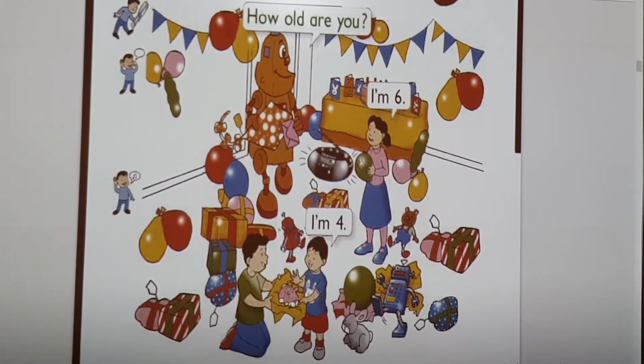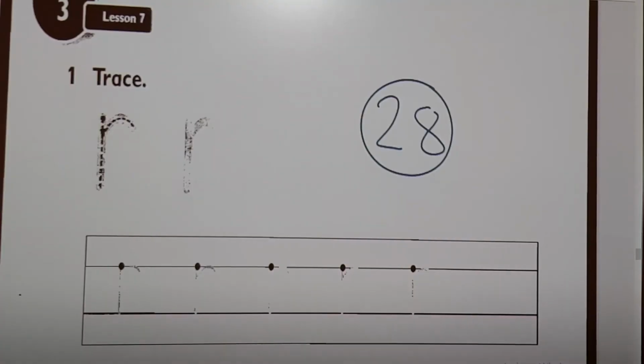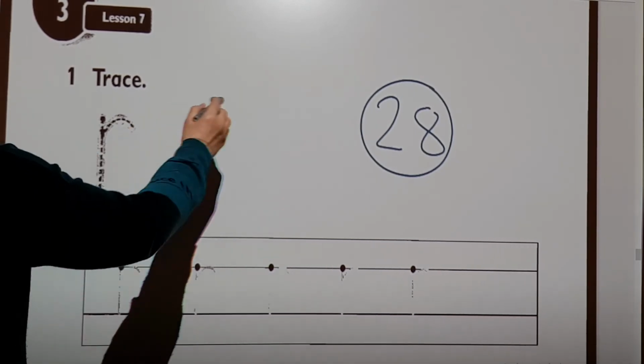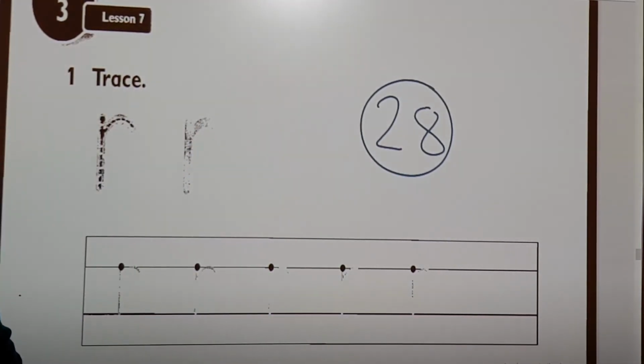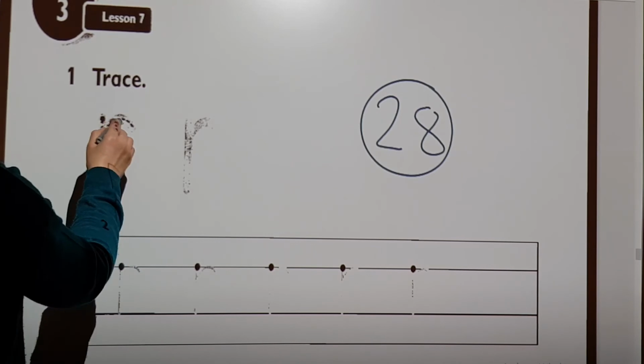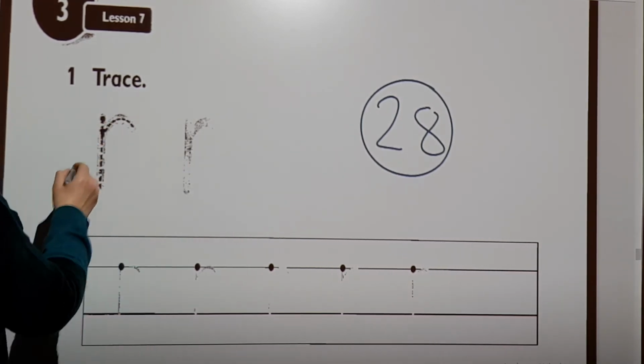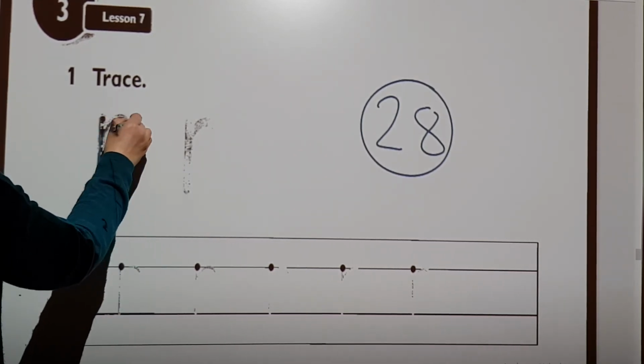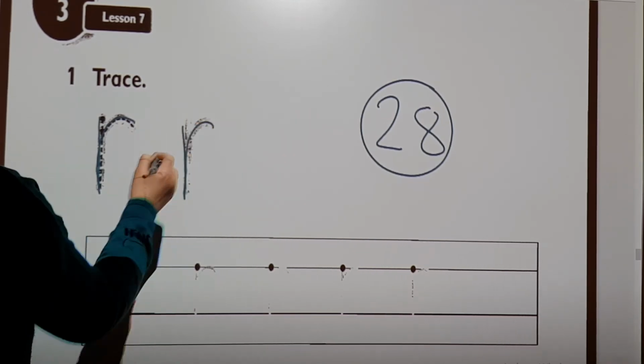I hope you enjoyed this song, and now let's go to the activity book. So, please open the activity book on page 28. Today we have tracing the letter A and the letter R. Trace R starts from the dot, small r.